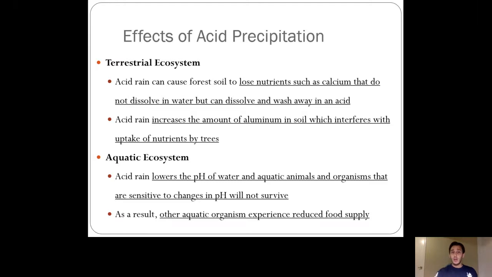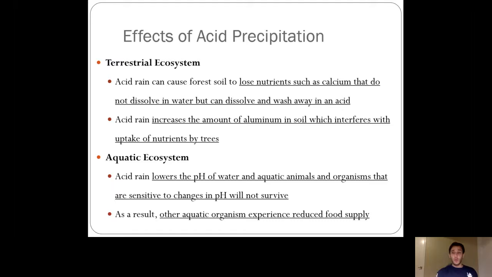In addition, acid rain can increase aluminum in soil. Aluminum is a metal, and aluminum will interfere with the uptake of nutrients by trees. In other words, aluminum in soil will prevent trees from taking in the nutrients that they need. So you can see how we disrupt the food chain there too. If the plants can't uptake nutrients, then the animals that eat the plants don't get nutrients, and then we have a problem.